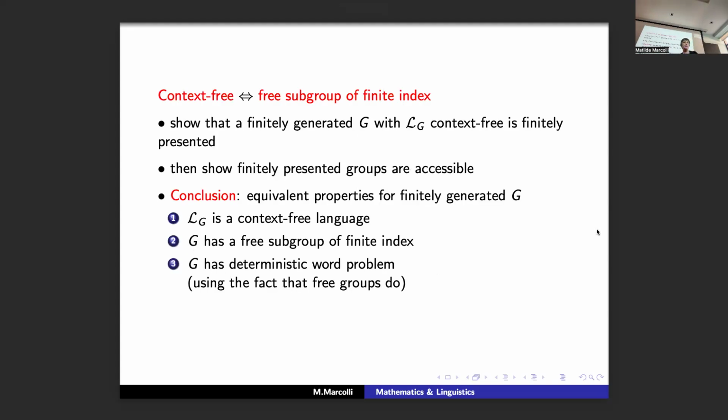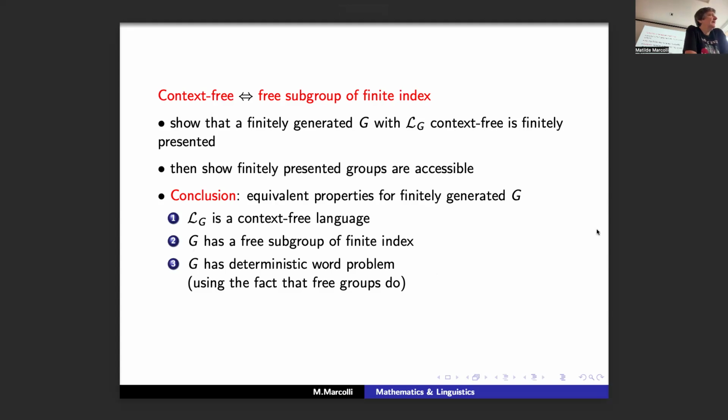And this is where you use, I'm not going to go through the detail of the argument, but this is where you use this characterization of the context freeness in terms of these polygons and uniform triangulations, to show that this actually implies this accessibility part of the property.